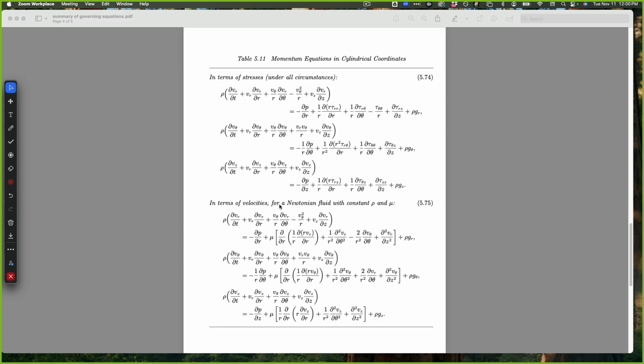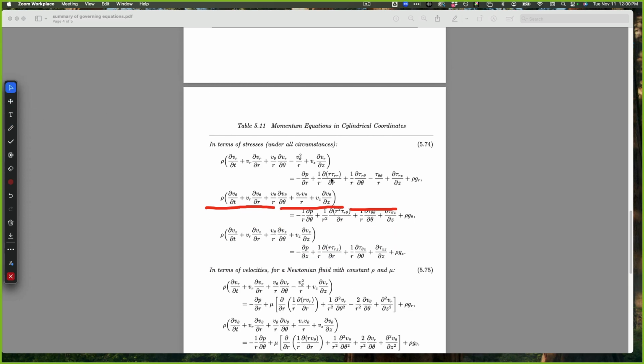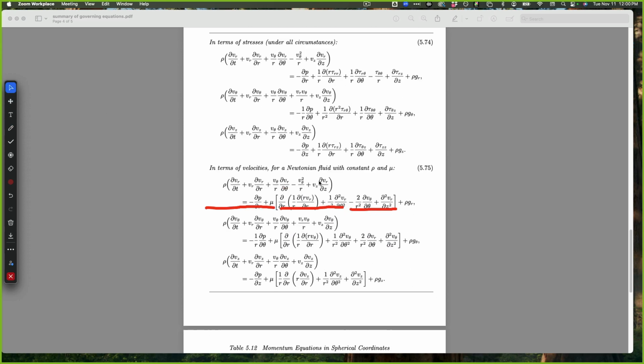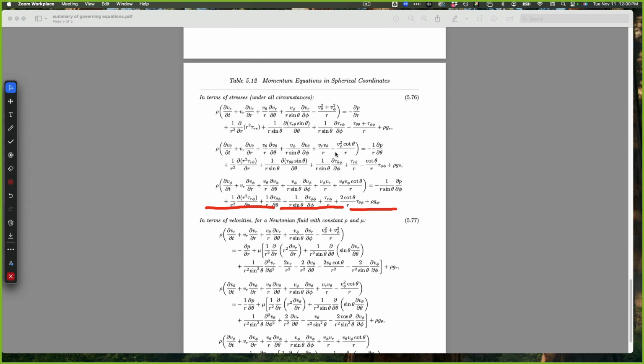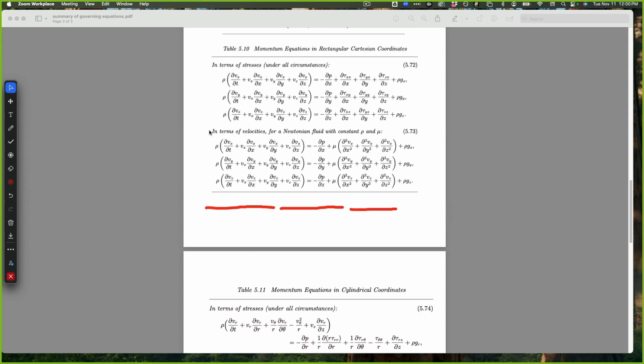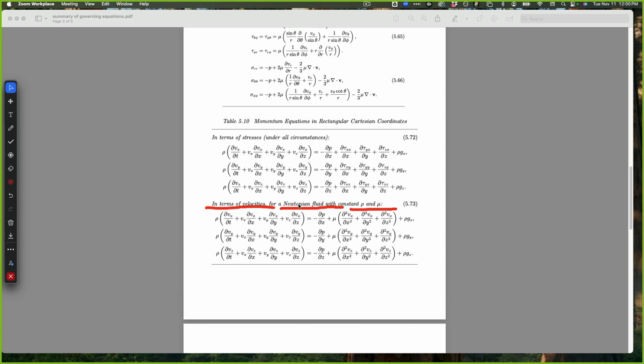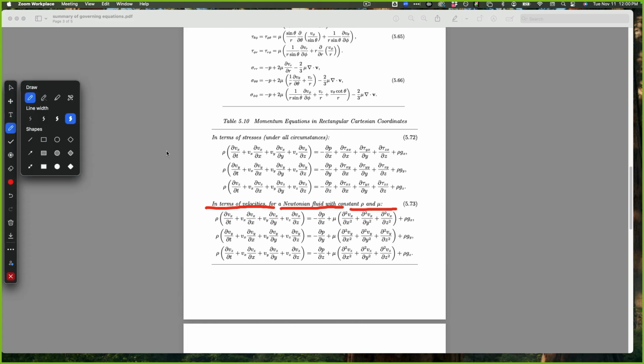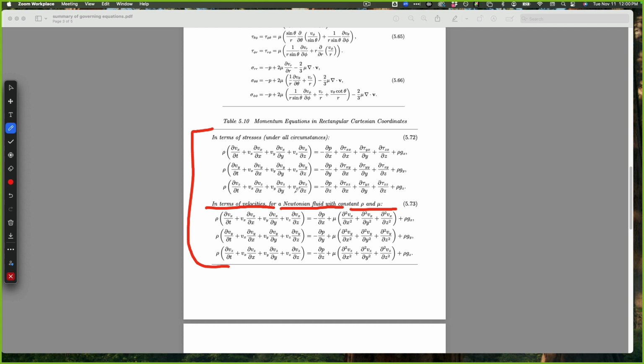Same thing. Then next, again in terms of stress, for all circumstances. And then in terms of velocities, so this is the Navier-Stokes. Here, notice, in terms of velocities, for a Newtonian fluid with constant rho and mu, okay? So you will see this, let me see, here in Cartesian, where's the Cartesian form? Yes, here, this is it. So this is the Cartesian form of the equations in terms of stresses, and in terms of velocities for constant rho and constant mu.